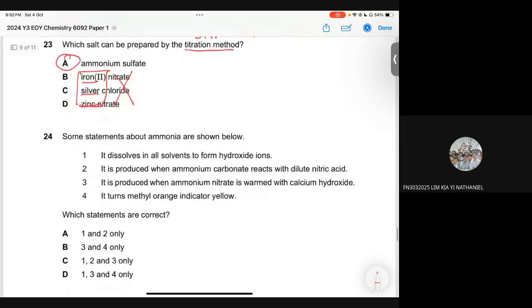Question 24. Some statements about ammonia are shown below. It dissolves in all solvents to form hydroxide ions. So, all solvents? You know that an alkali typically dissolves in water to give hydroxide ions, right? In chemical bonding, we talked about another type of solvent called organic solvent. So no, it doesn't dissolve in all solvents. It doesn't dissolve in organic solvent, only in water to form hydroxide ions. So therefore 1 is not correct.